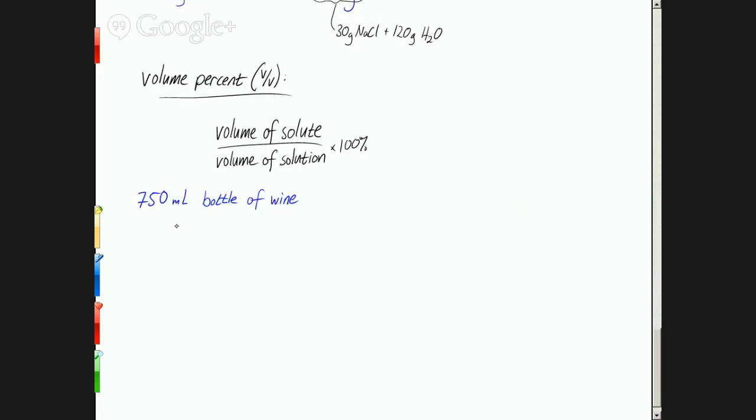let's say that this wine has a 12% ABV on the label. It says 12% ABV. So that's 12% alcohol by volume, or in our new way of writing things, we would say that that's 12% V to V, 12% volume. 12% by volume.